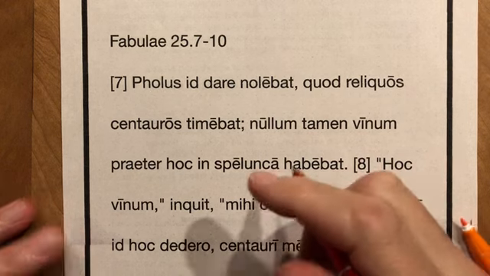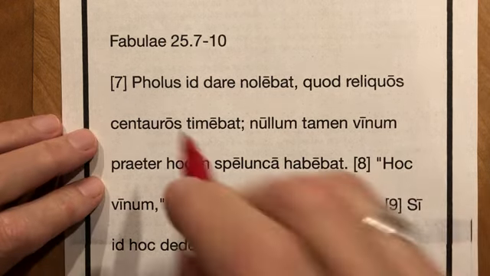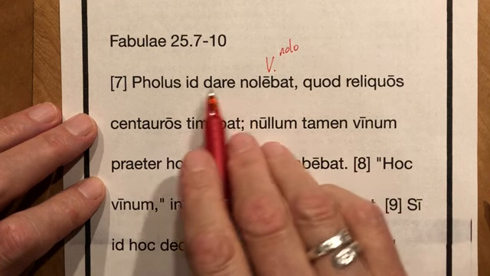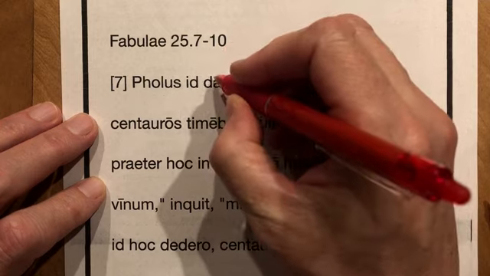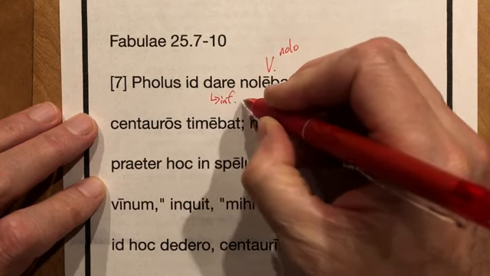This is Fabulae 25, 7 through 10. Folis id dare nolebat. So here's your verb. This comes from the irregular verb nolo, to not want, or want not to. Folis did not want to give this. Ooh, here we go. Infinitive. Yep. Present.